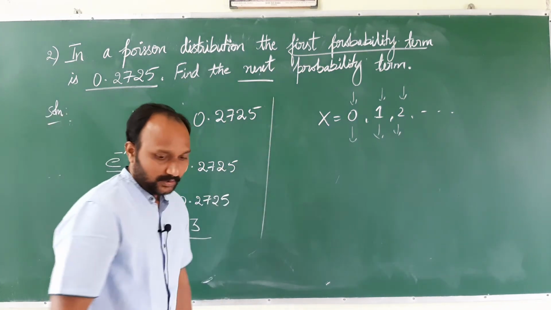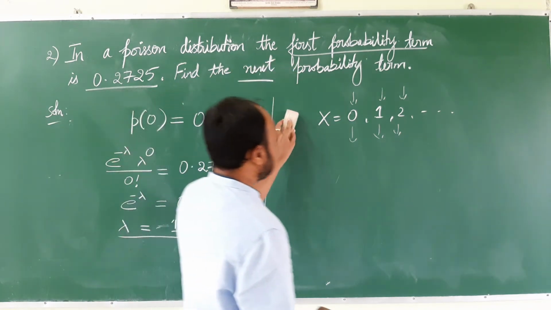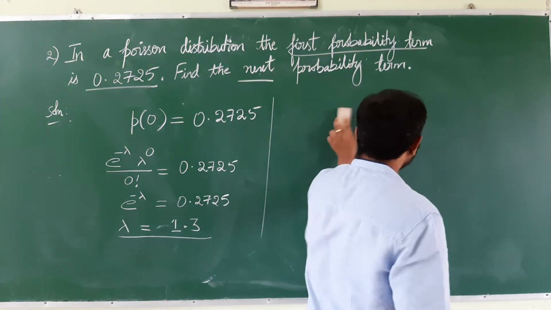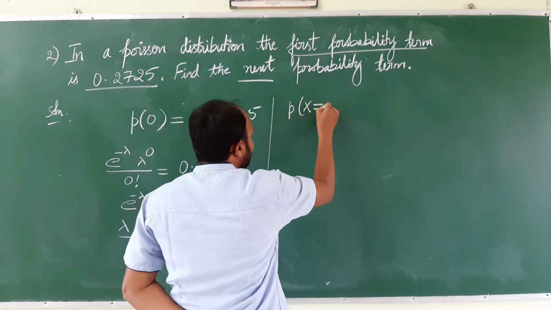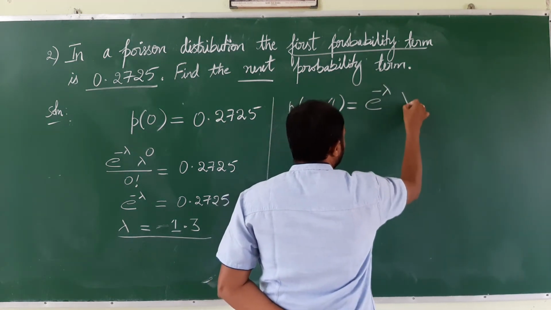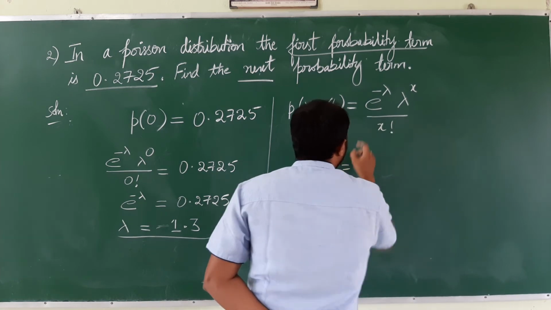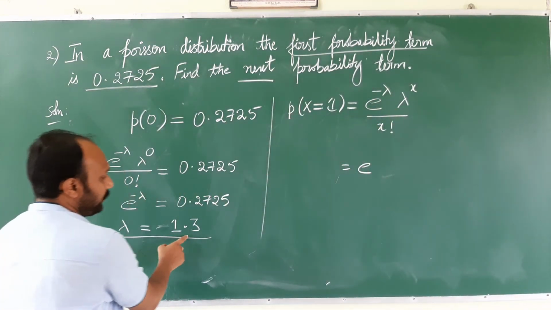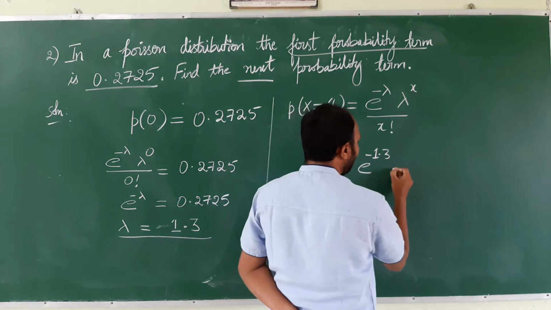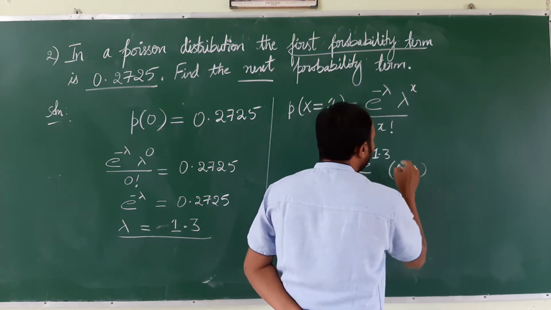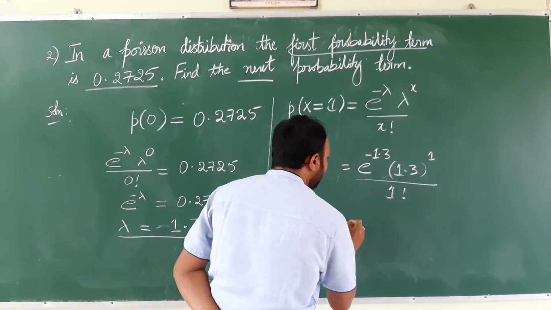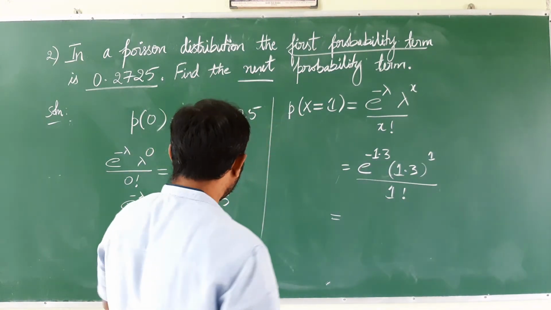Next, what do we need to do? The question is to find the next probability term. That is nothing but the probability of x taking the value 1. We need to find this. So the probability of x equal to 1 is equal to, what is the PMF? E power minus lambda, lambda to the power x, by x factorial. Lambda is 1.3, so e to the power minus 1.3 into 1.3 to the power x, where x value is 1, divided by 1 factorial.